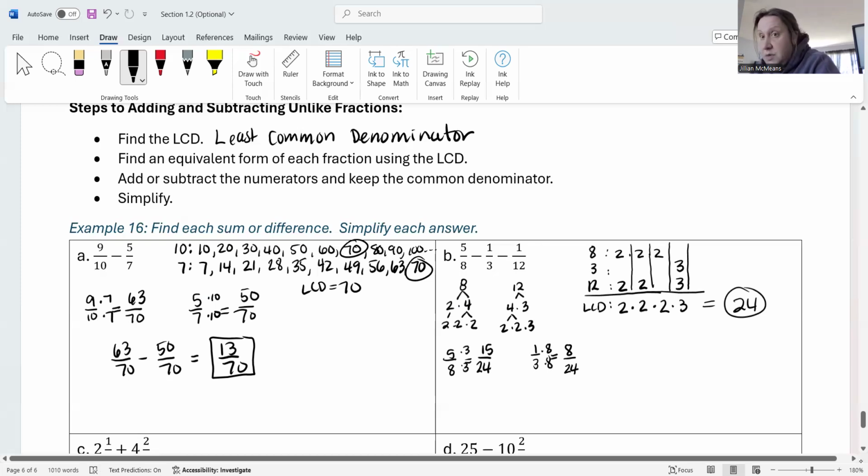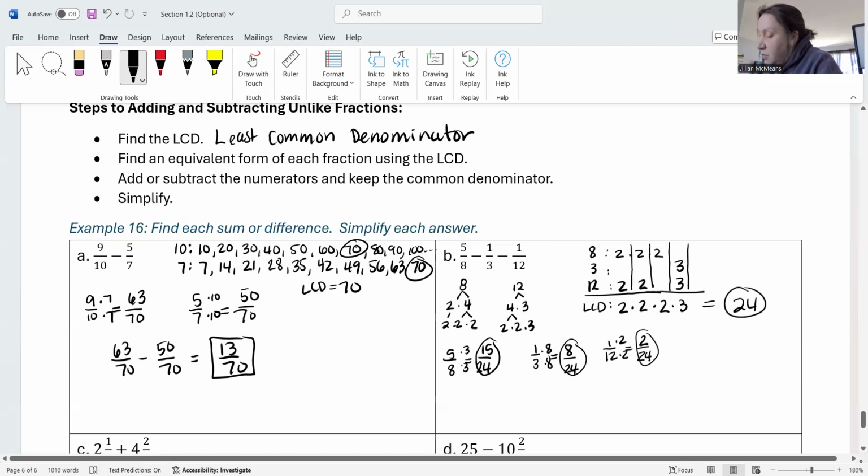So 8 24ths is equivalent to 1/3. It just has the right denominator. 15 24ths is equivalent to 5/8. It just has the right denominator. Finally, we want to take 1/12. What would I multiply 12 by to get 24? I would multiply it by 2, so top and bottom by 2, and I get 2 24ths, which is equivalent to 1/12. So I'm going to rewrite this problem using these new equivalent fractions.